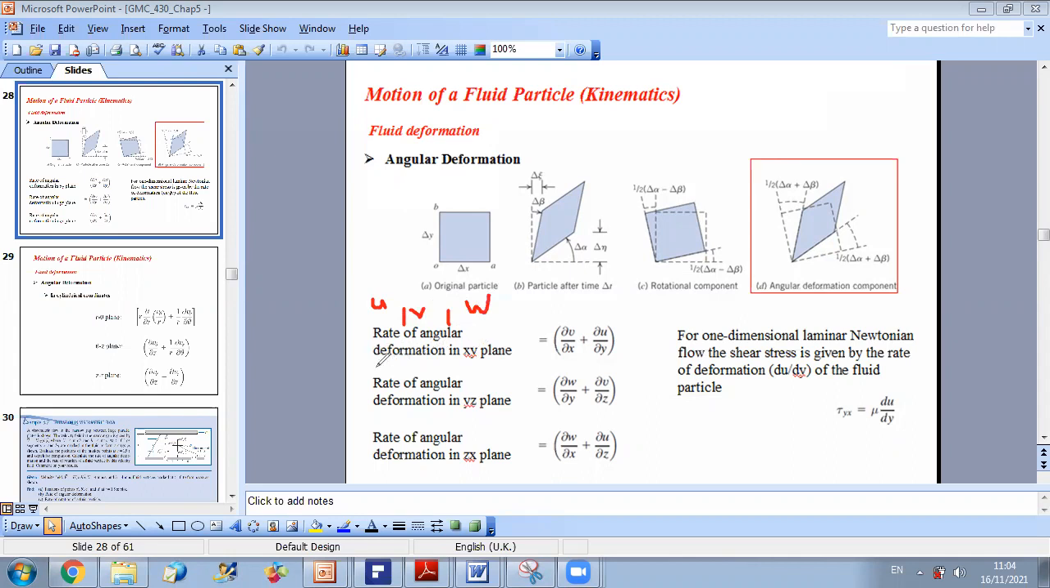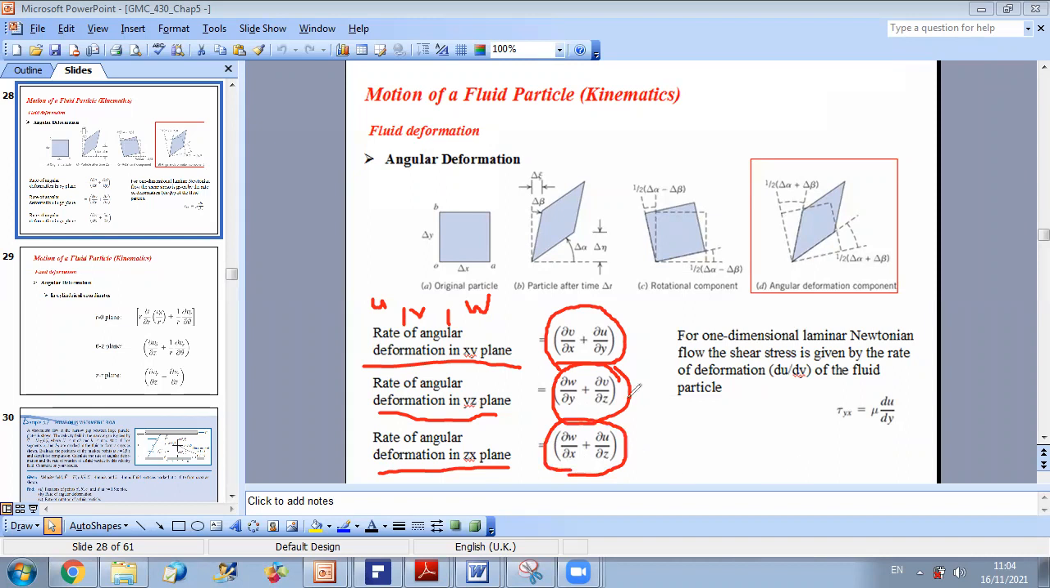For example, if we want to know the rate of deformation in the xy plane, we just have to assess the component del v by del x plus del u by del y. And if we want to find the rate of deformation in the yz plane, then we should use del w by del y plus del v by del z. And finally, to get the rate of angular deformation in the zx plane, we should compute del w by del x plus del u by del z.